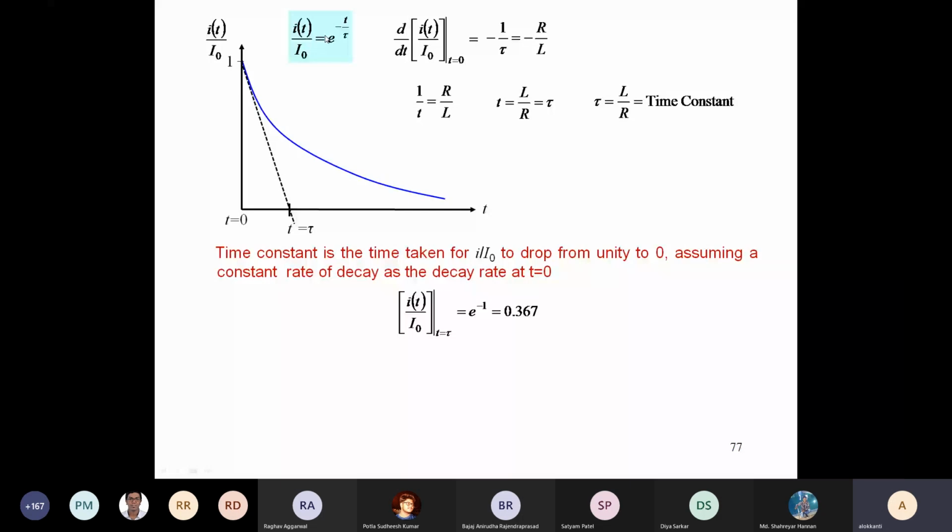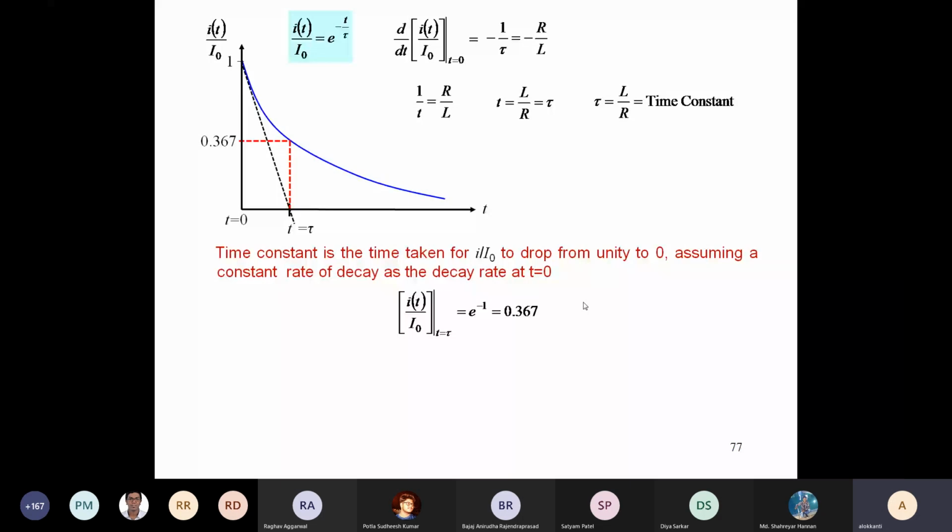So in some books you will also find this definition: that is the time taken to reach 36.737% of the value. But that is not the actual definition. It is just a value. If you put t equal to 2 tau, you will get some other value. If you put t equal to 3 tau, you will get some other value.